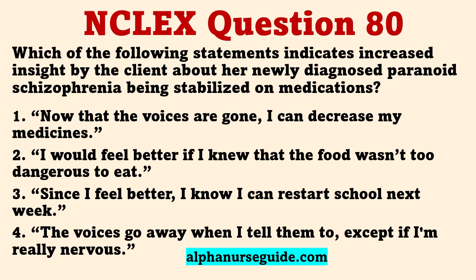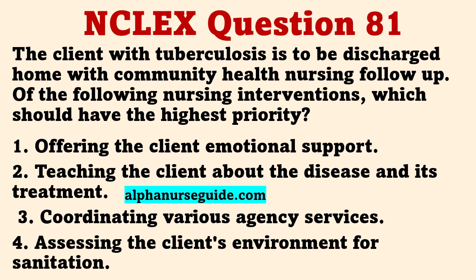The client with tuberculosis is to be discharged home with community health nursing follow-up. Of the following nursing interventions, which should have the highest priority? 1. Offering the client emotional support. 2. Teaching the client about the disease and its treatment. 3. Coordinating various agency services. 4. Assessing the client's environment for sanitation.